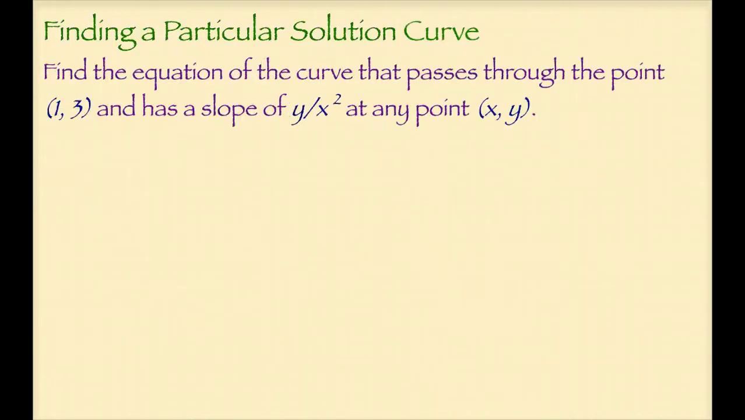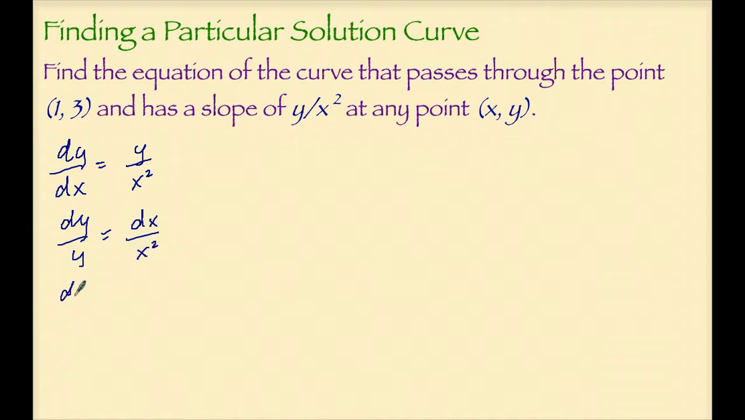Find the equation of the curve that passes through the point 1, 3 and has a slope of y over x squared at any point xy. That means our differential equation dy dx is equal to y over x squared. Let's separate the variables and rewrite this, resulting in dy over y is equal to dx over x squared. I'm going to rewrite this again: dy over y, and the right side will be x to the negative 2 dx. Now that the variables are separated, we'll be able to integrate both sides of the equation.